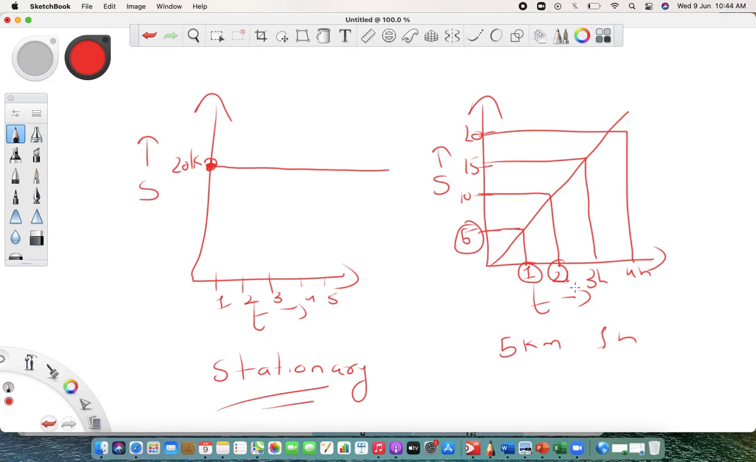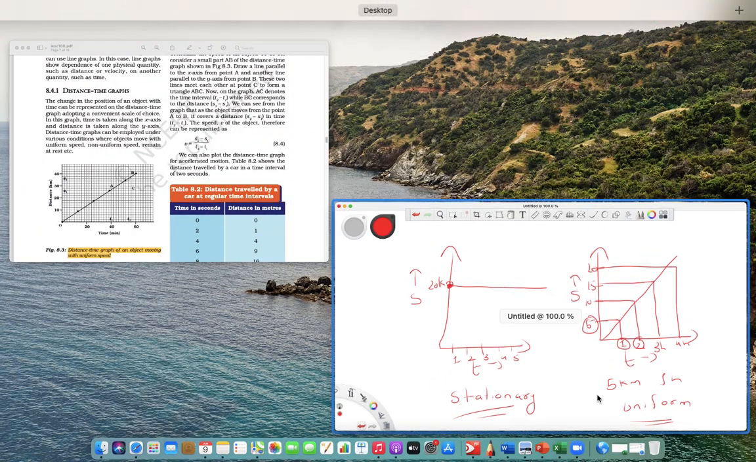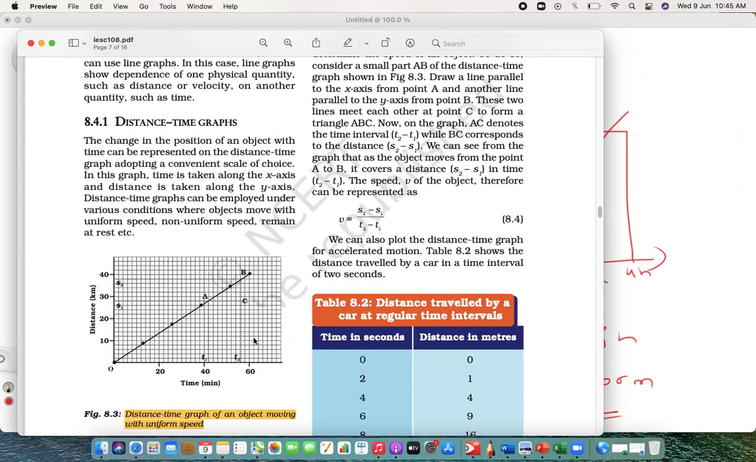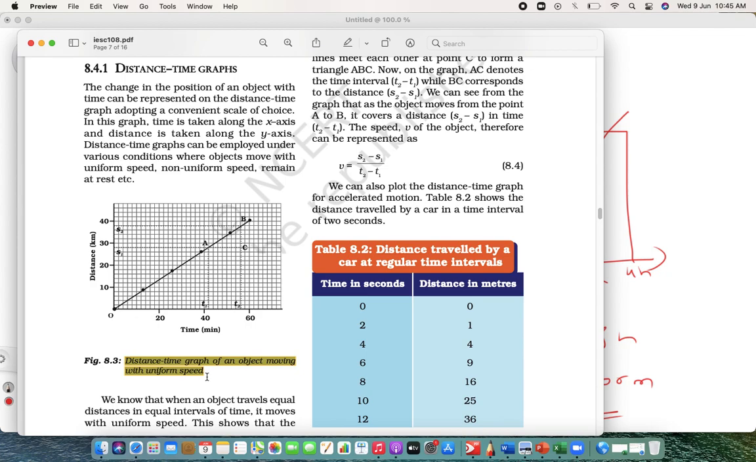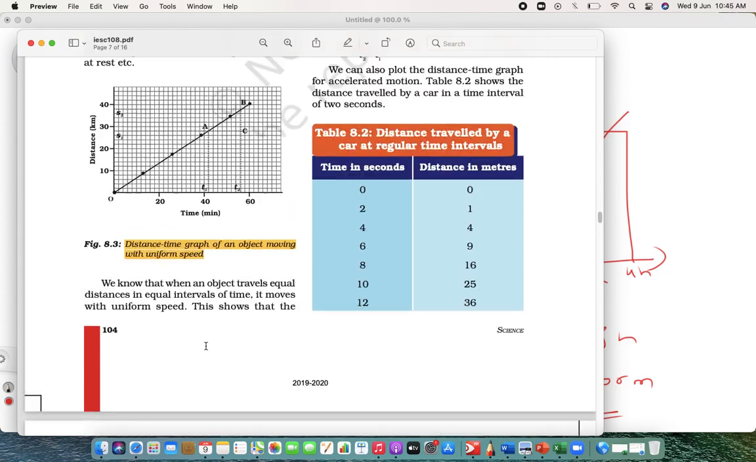What does that signify? That signifies a uniform motion. Exactly, that signifies uniform motion. See here, distance versus time graph for an object moving with a uniform speed. So this is a uniform motion. The first one is stationary.